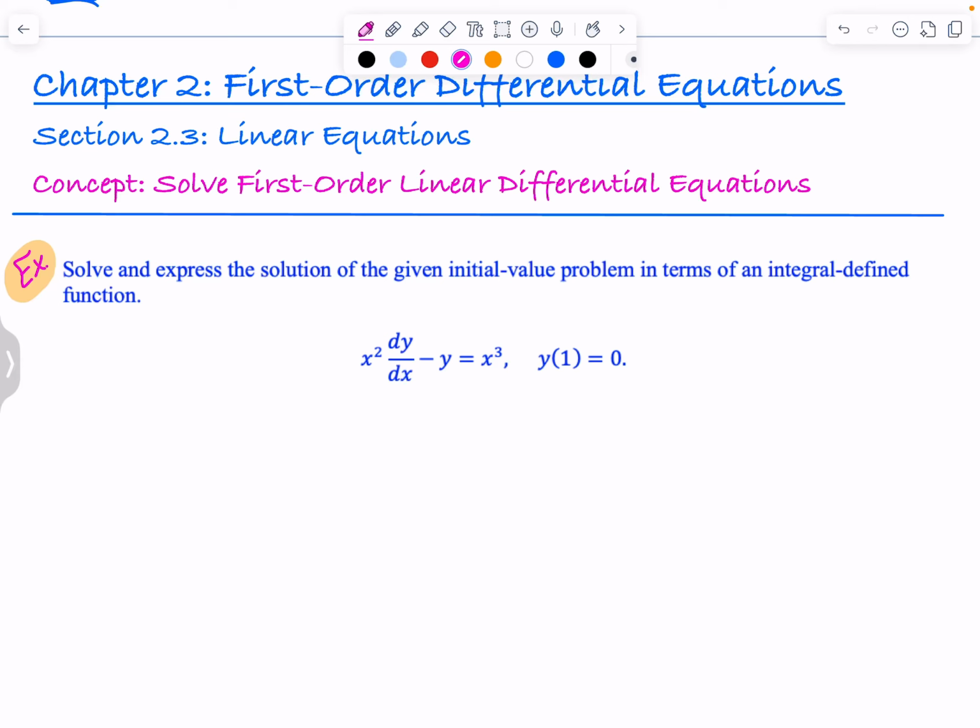In this video, we'll continue our discussion, finish it up, of section 2.3 linear equations. We're going to solve an IVP, but we want our answer to be in terms of an integral defined function. So what that means is, kind of like the last video, we just don't use the error function. We're just going to use a normal integral. So first things first, let's put it in normal form.